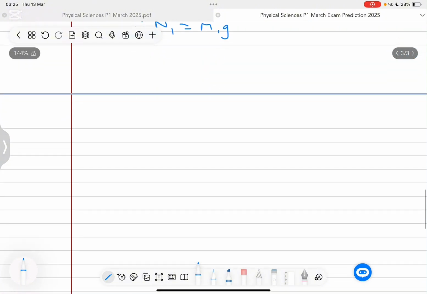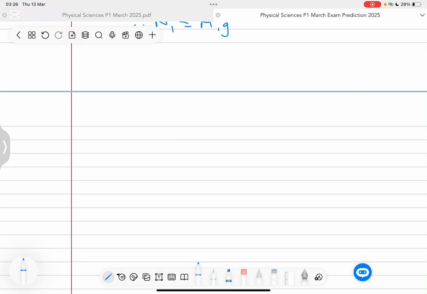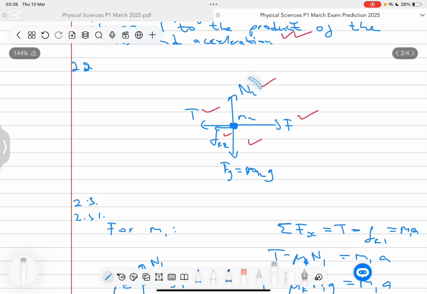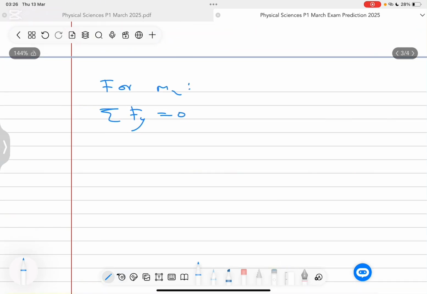For me to get equation 2, it means I have to consider this object individually as well. It will be my object of interest. So for M2, we have the sum of forces in the y equal to 0. When we look at our free body diagram, the sum of forces is N2 minus M2g. So we're going to have N2 minus M2g being equal to 0. And this means that N2 is indeed equal to M2g.